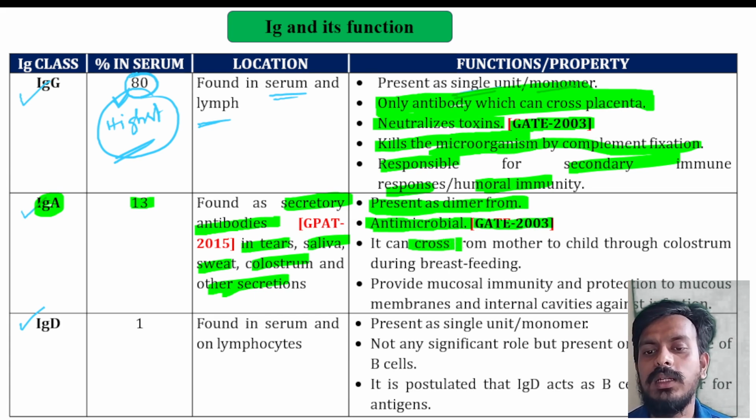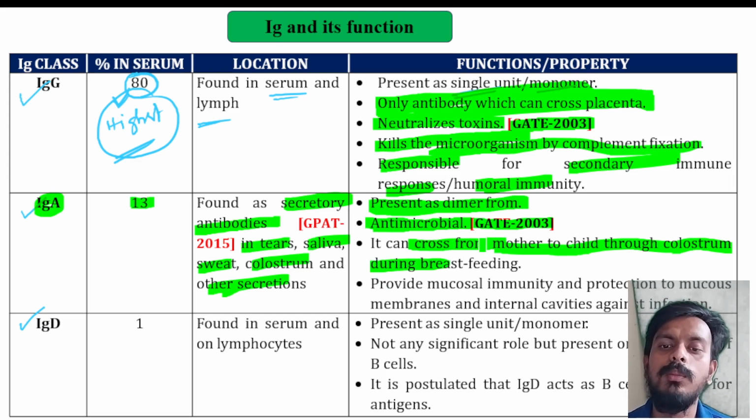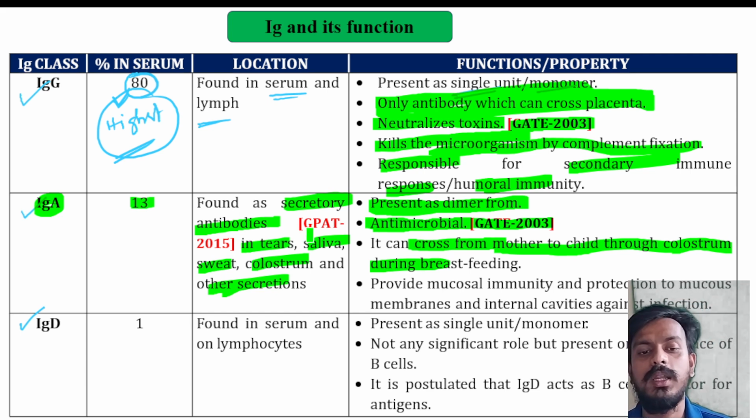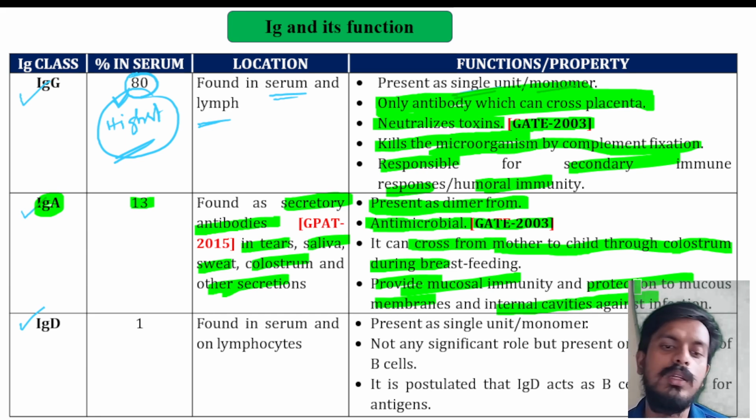It can pass from the mother to the child through breastfeeding. It is also present in tears, saliva, and sweat. All other secretions also contain immunoglobulin A. It provides mucosal immunity, or protection to the mucous membranes and internal cavities against infection.